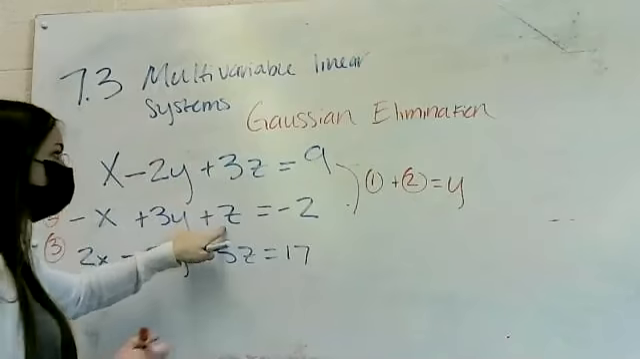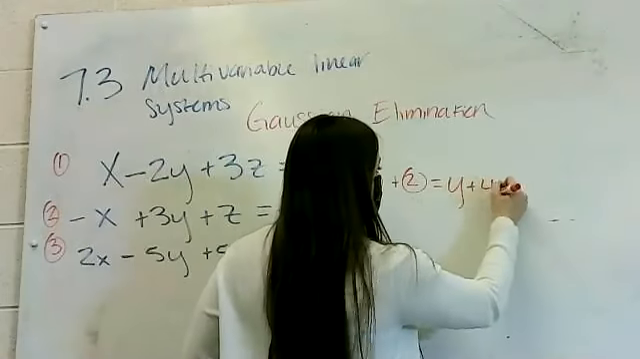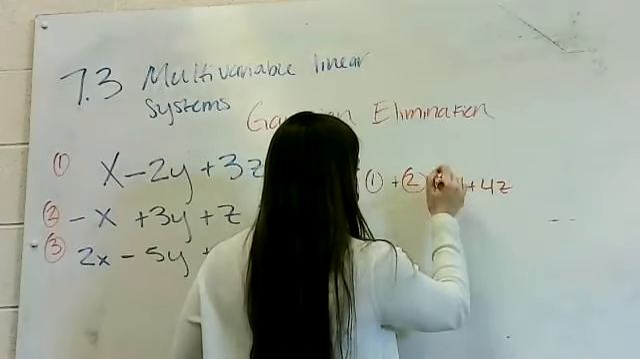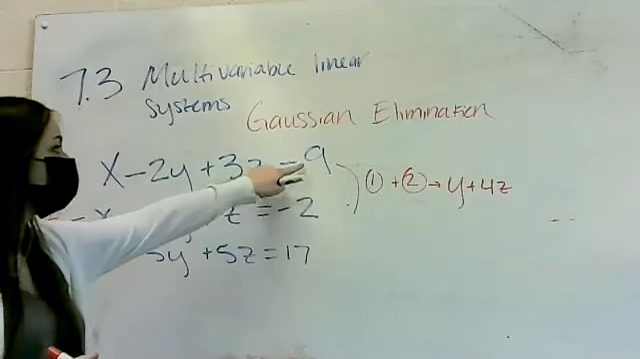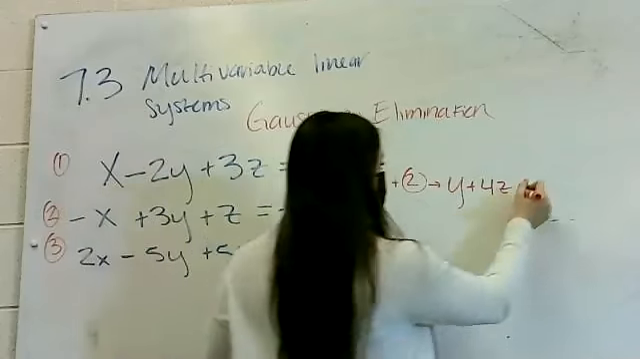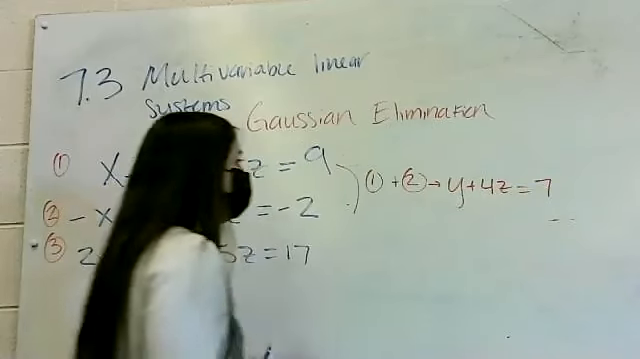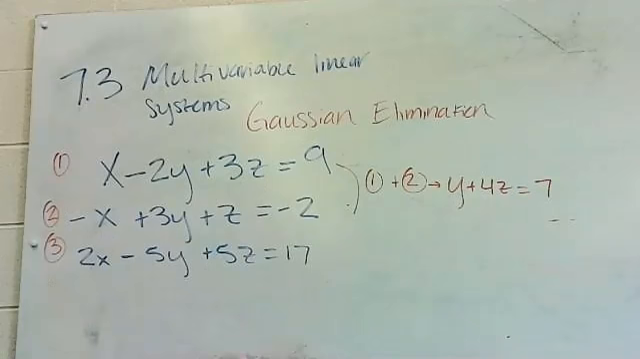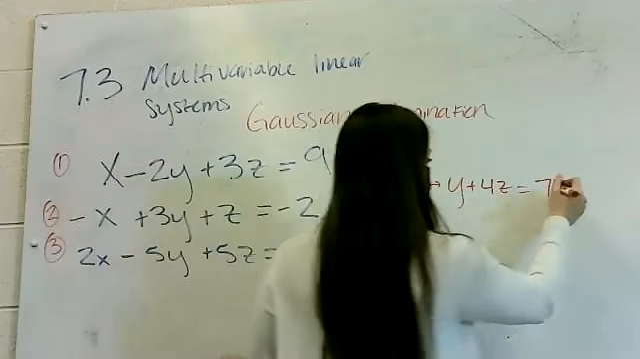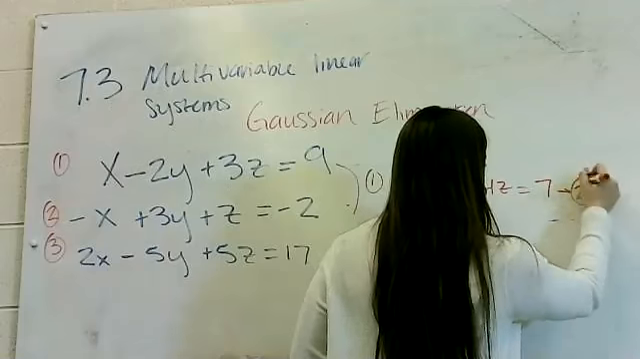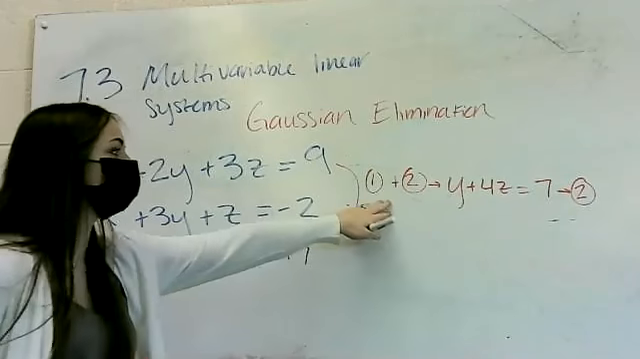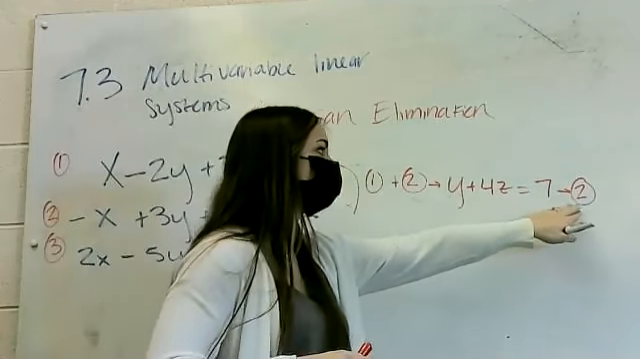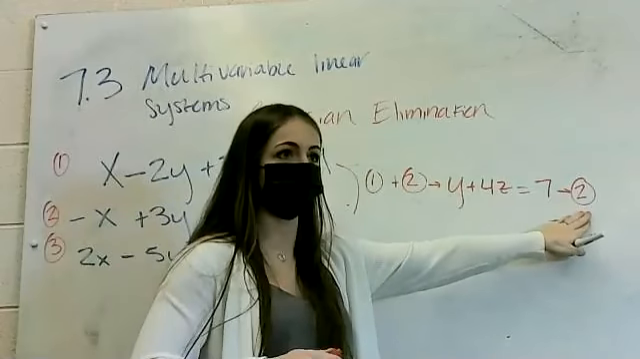I have 3z plus z to give me 4z, and I really shouldn't put an equal sign here. I'm going to put an arrow. And then over on my equal sign, 9 plus negative 2 gives me 7. Okay, and that is going to be my new 2. So I use all these arrows to describe what's happening and all these different notations. So I took 1 and 2 and I added them to get the new equation that's going to replace 2.